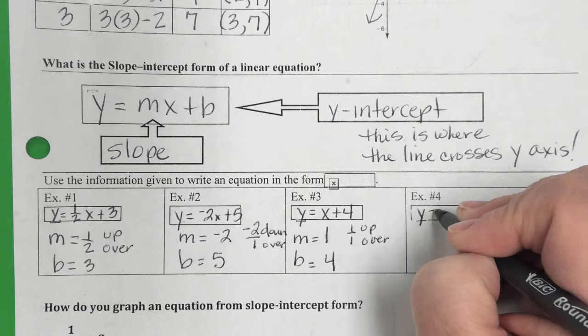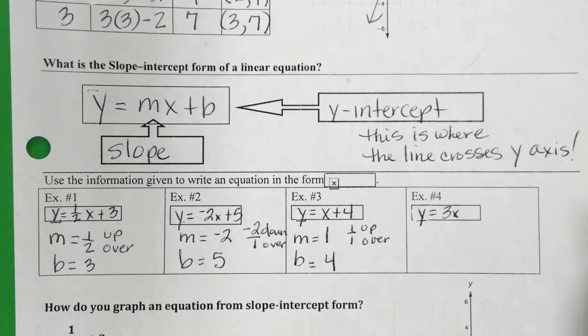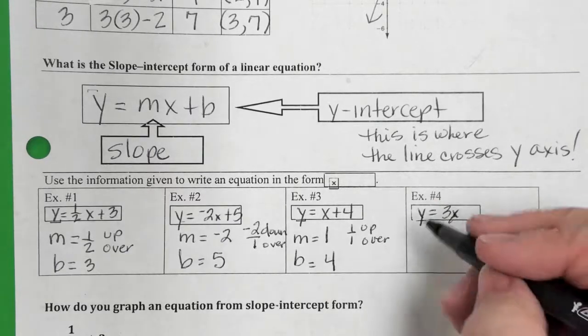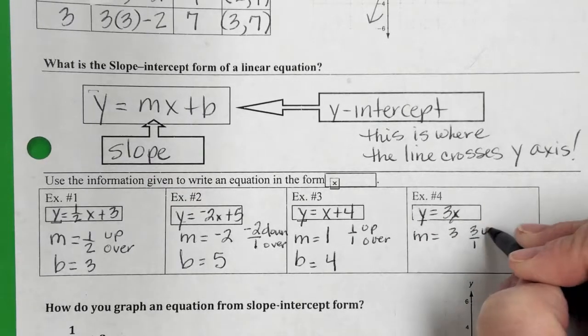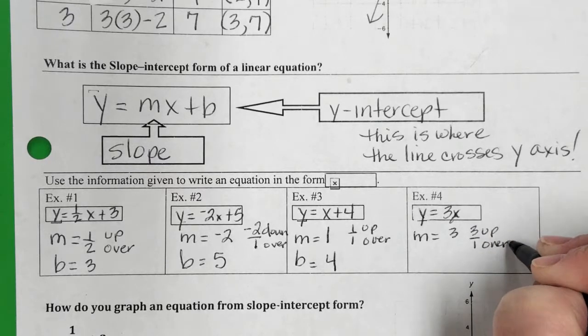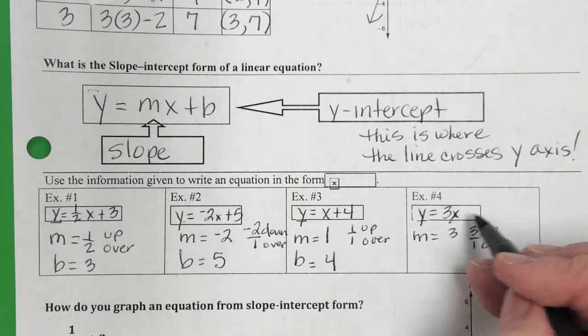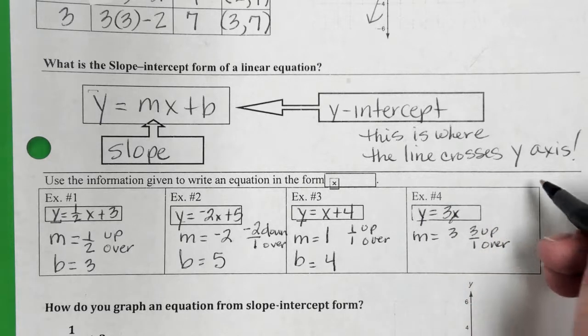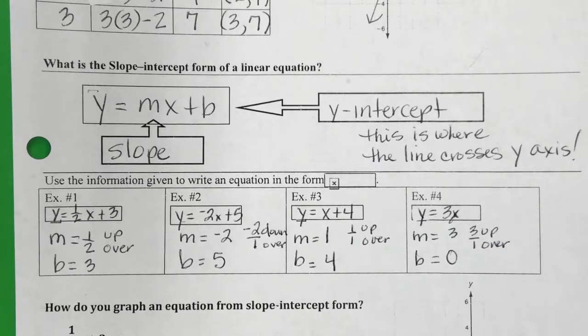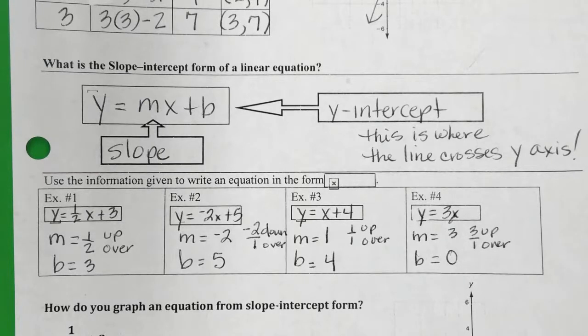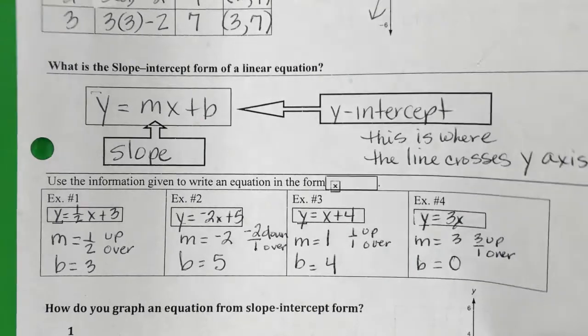And our next equation, y equals 3x. Our slope is 3, which is going to be 3 over 1. That's going to be up 3 over 1 when we graph it. Now, we do not see a constant by itself. When that happens, the y-intercept is 0. Now, that's just identifying the slope and y-intercept. Now we're going to use the equation in slope-intercept form to graph it. Here we go.